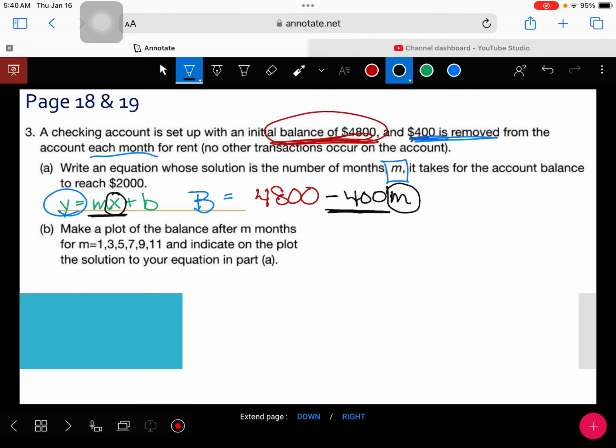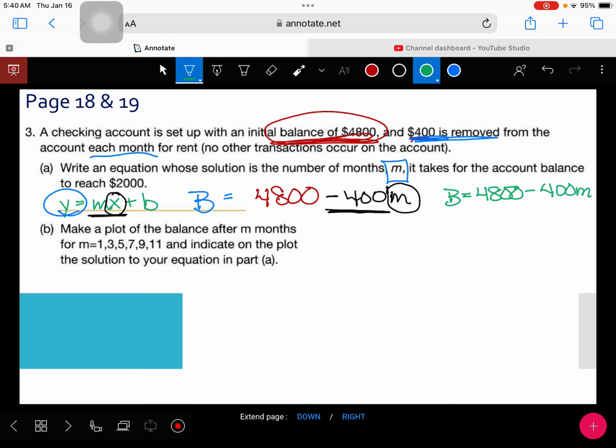And then it says, after I have figured that out from the problem itself, write an equation whose solution is the number of months M it takes. So they're wanting me now to put it in terms of, let's isolate M by itself, okay? So I'm just going to rewrite this to begin with and say B is equal to 4,800 minus 400 times M. And I am trying to get M by itself.